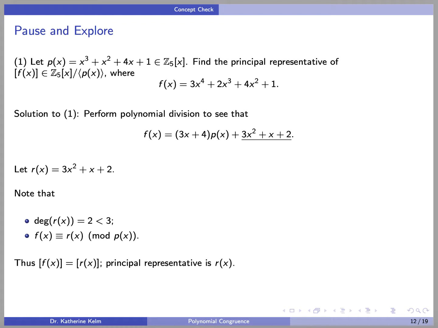Notice that the degree of r of x is 2, which is strictly less than 3, which is the degree of p of x. And that f of x is congruent to r of x mod p of x. Thus, the class of f of x is equal to the class of r of x, and the principal representative of this class is r of x. By uniqueness, that's the only one.